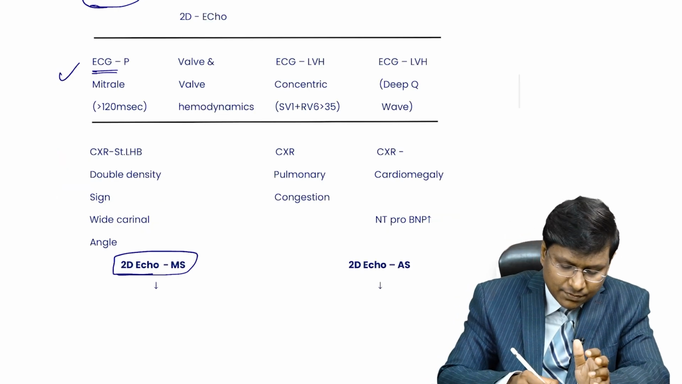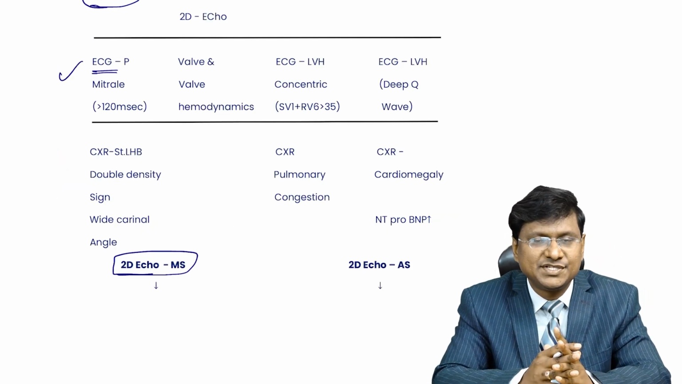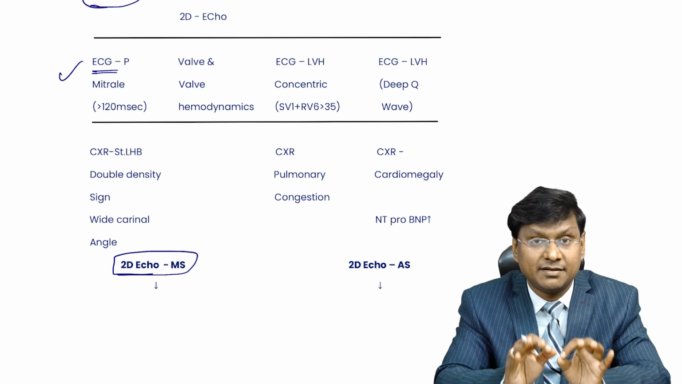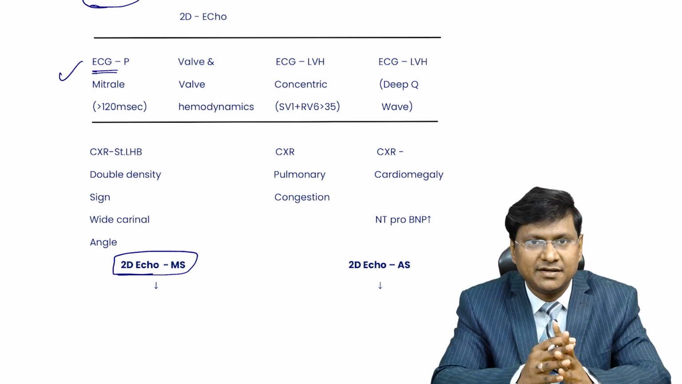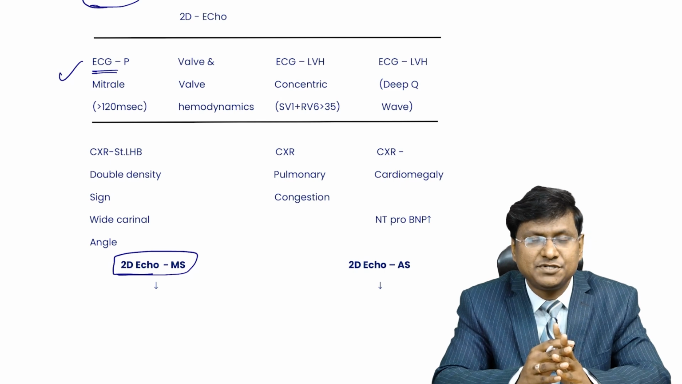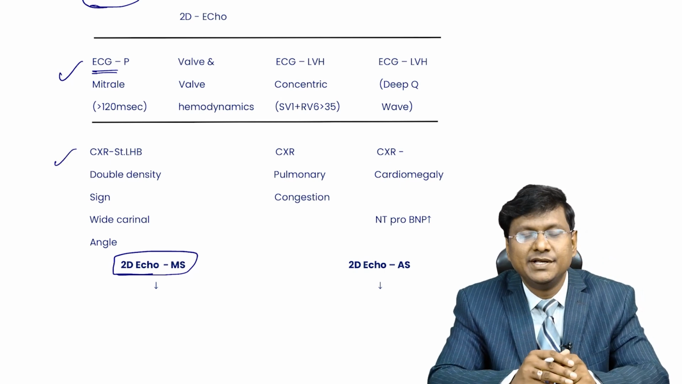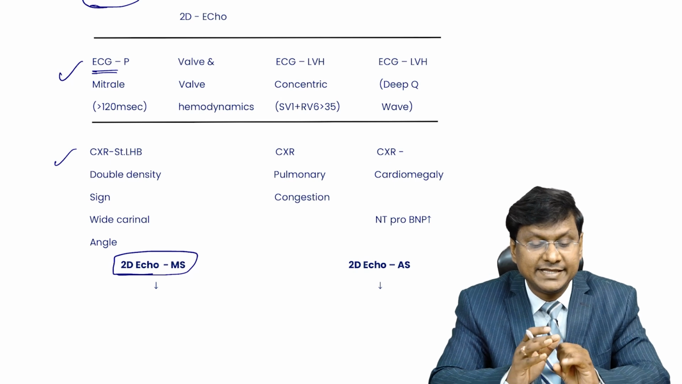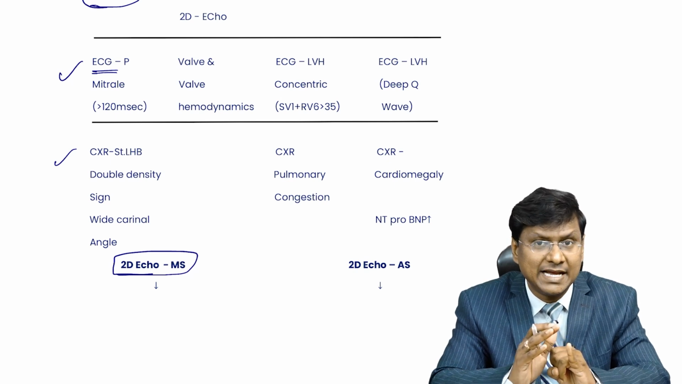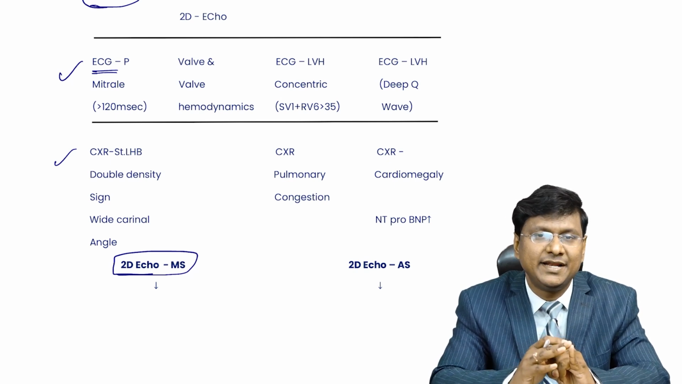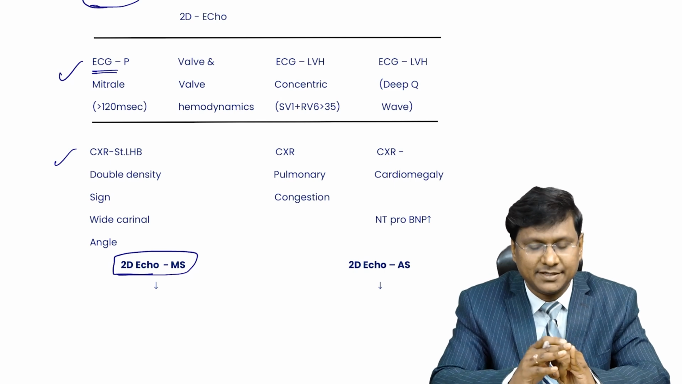Then coming to the ECG. If you take the ECG in patients with mitral stenosis, you will have what is called P mitrale, where there is left atrial enlargement, and the P wave is M shaped in lead 2. And coming to the chest X-ray, in patients with mitral stenosis, there will be a straight left heart border, and that straight left heart border is mainly due to left atrial enlargement, right?